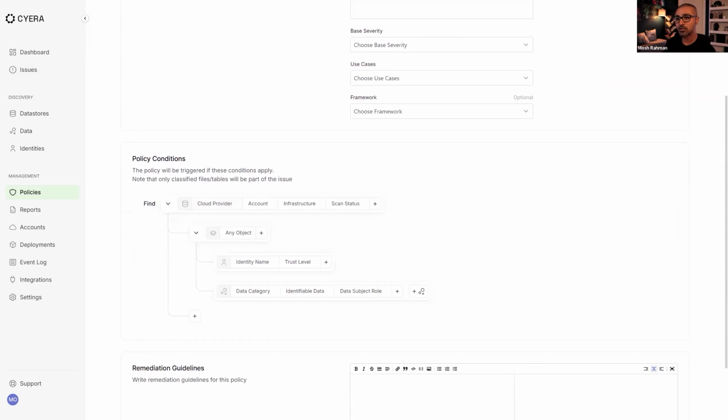So those are the three questions we answer. Where's my sensitive data? Who has access to that data? And what's at risk?